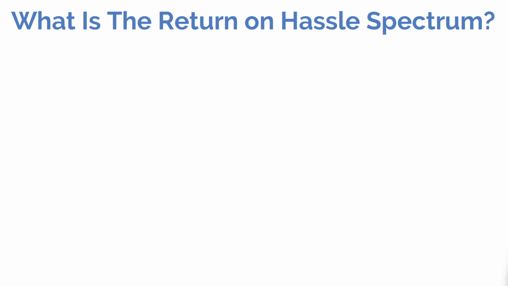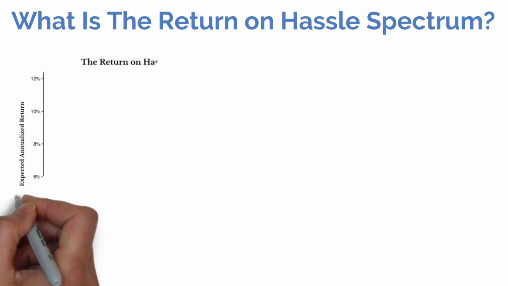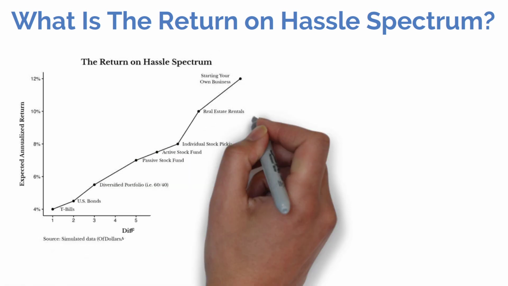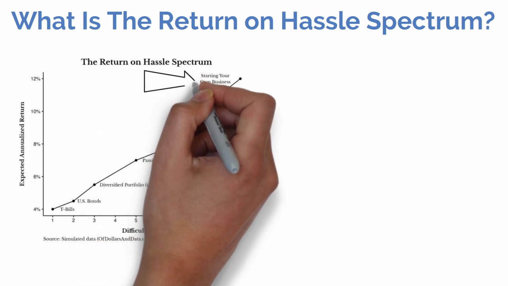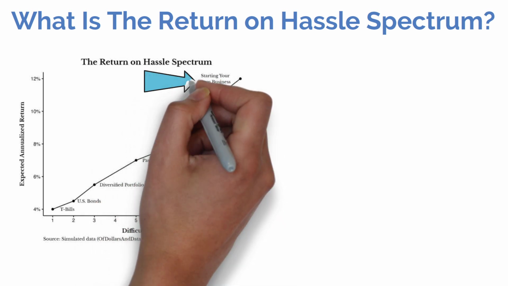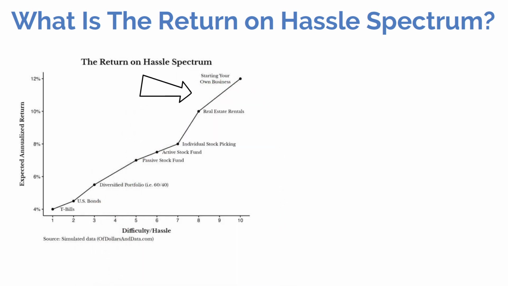Here's an image from Nick McGillie's site of dollarsanddata.com that gives you a broad idea about how some of the more common investments stack up in terms of their return per unit of hassle. I should note that many of the strategies depicted here on this chart have their expected returns determined in a more relational sense and often assume a reasonably good outcome. What I mean by this is that not every business you start is going to be earning you double-digit returns on an annualized basis. Just as not every individual stock you pick is going to earn you 8% a year.